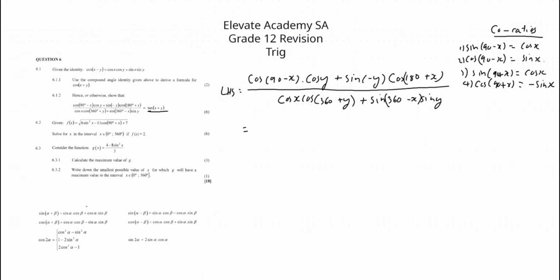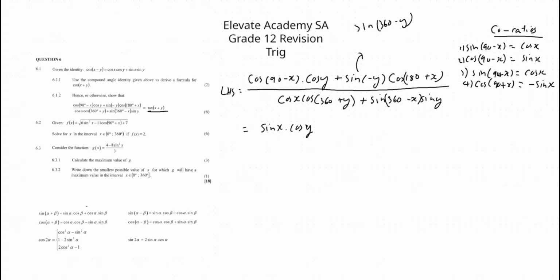So let's use that. So here we have cos 90 minus x, that reduces to sine x. Here we have cos y, we're just going to leave that as it is because there's nothing ready to reduce there. Then we look at the next term here, and we have sine minus y, and that we know when we add 360 becomes sine 360 minus y.